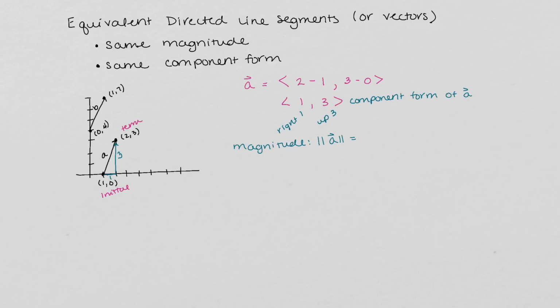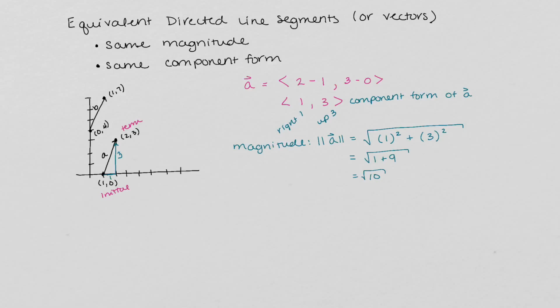So the distance between these points, the magnitude of A, is equal to the square root of the change in x, and that for us was 1, right? From initial to terminal, our vector moved to the right 1, squared, plus the change in y, and for us that was 3, because from initial point to terminal point we went up 3, squared. And so that is the square root of 1 plus 9, which is the square root of 10. And leave that. We're just going to compare. So we don't need to simplify the square root. Just leave it the way it is.